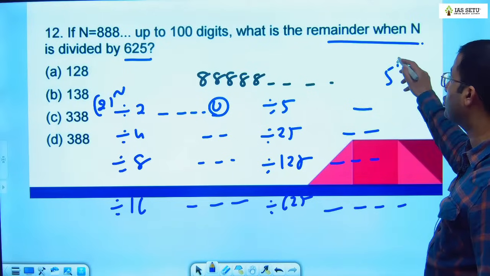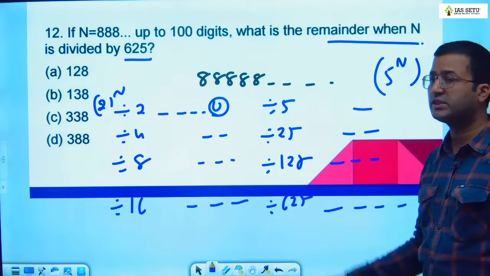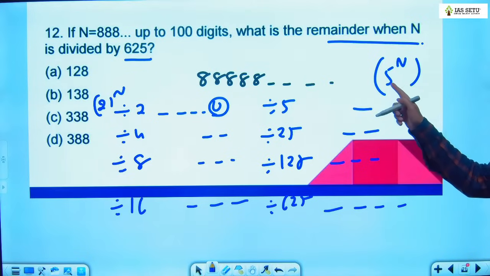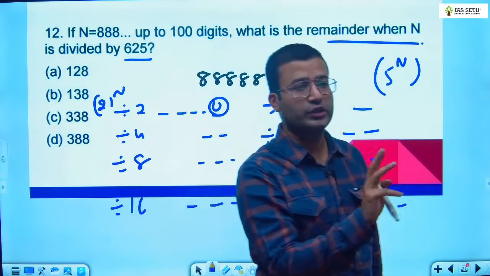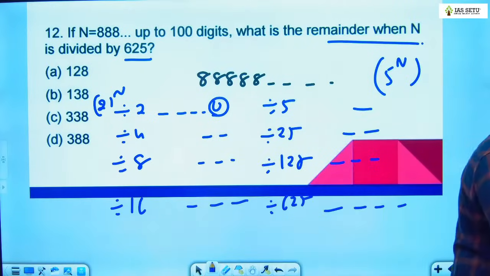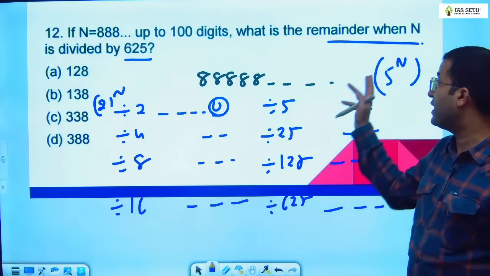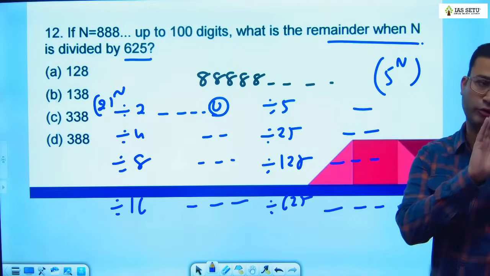So 5 is to power n, maybe we have the same concept. If it is 5 is to power 1 we need 1 digit in the last. If it is 5 is to power 2 we need 2 digit in the last. 5 is to power 3 we need 3 digit in the last. 5 is to power 4 we need last 4 digit.